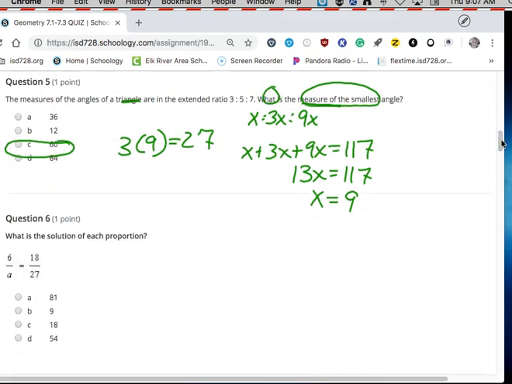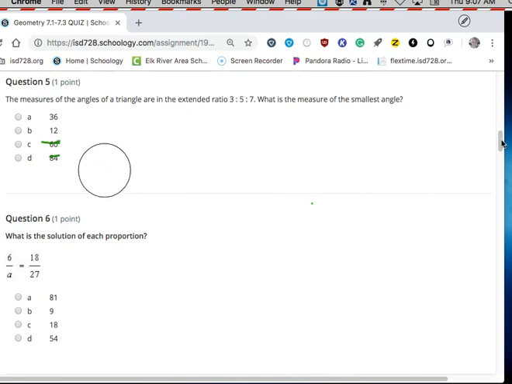In 5, the measures of the angles of a triangle are in an extended ratio of 3 to 5 to 7. What's the measure of the smallest angle? Remember, again, 3x to 5x to 7x.